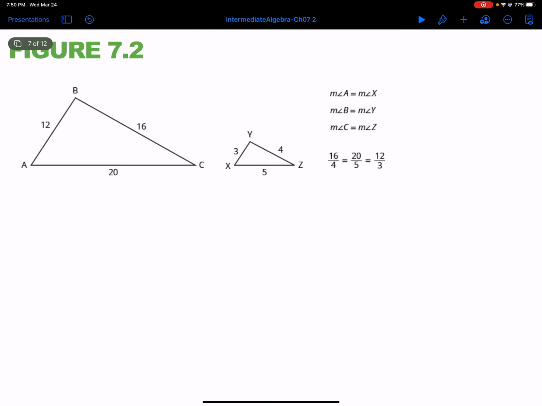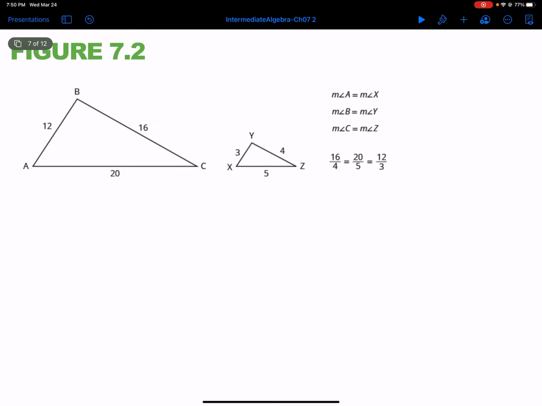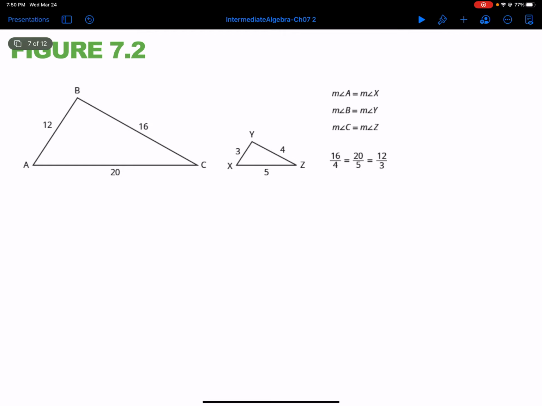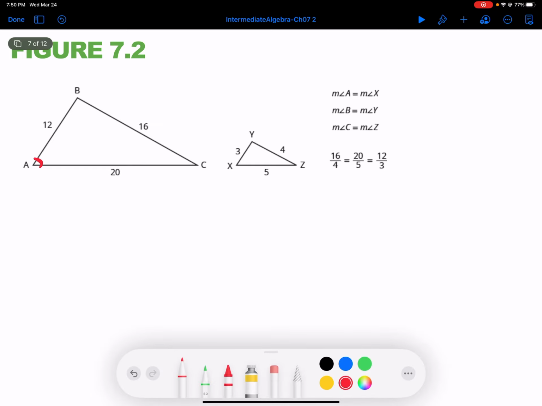Right, in this example, they're showing you how you can do things when objects are similar, when you're comparing something that's similar. The ratios are all going to be equal. So what you want to notice here is that it's saying that the measure of angle A is equal to the measure of angle X. The measure of angle B is the same as the measure of angle Y, and the measure of angle C is the same as the measure of angle Z.